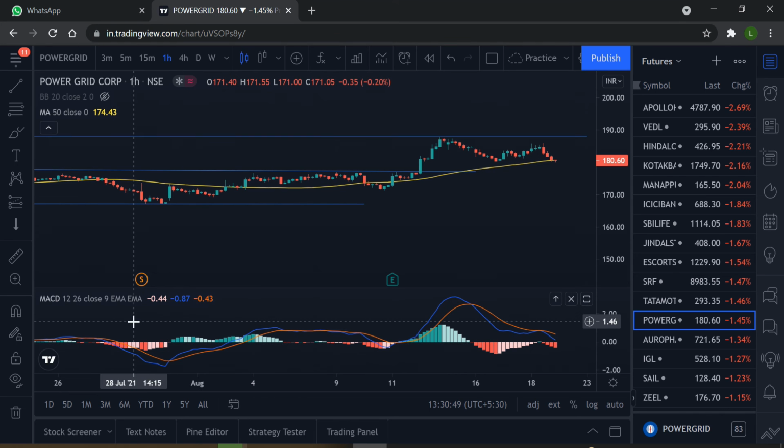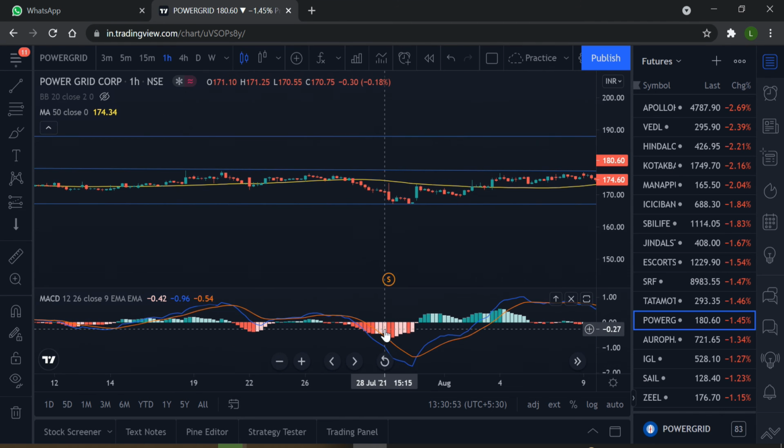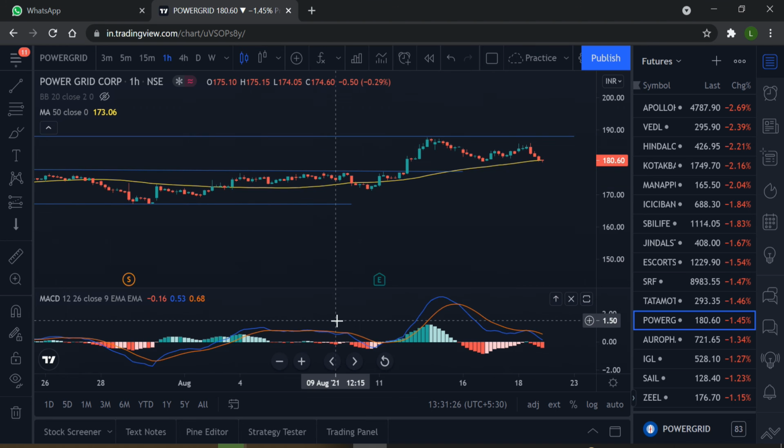Similarly, for a downtrend, whenever these two lines are below the center line, the zero line, and the red line is above and the blue line is below, then we call it a downtrend. And whenever these two lines are below the zero line and the blue line is above and the red line is below, then we call it a sideways trend. I apply this only for Nifty and Bank Nifty to identify the current direction of Nifty and Bank Nifty. Whenever I trade intraday, this will be very helpful.